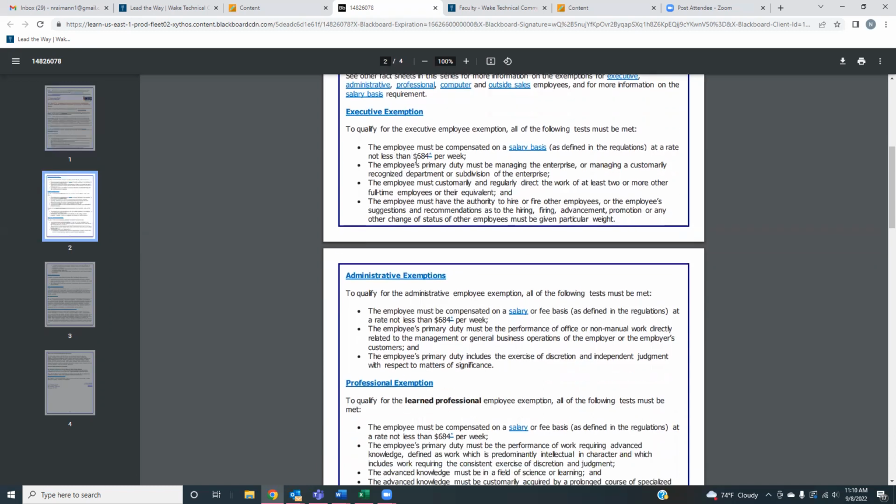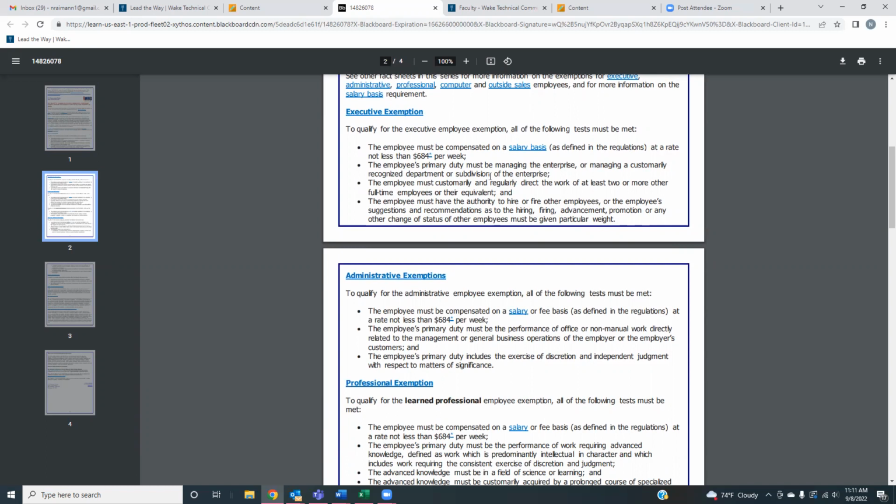So in order for someone to qualify, you're going to go right down the list. You're going to see, okay, so executive exemption. Who gets that exemption? Let's see. So the employee has to be paid at least $684 a week, which turns out to be $35,568.